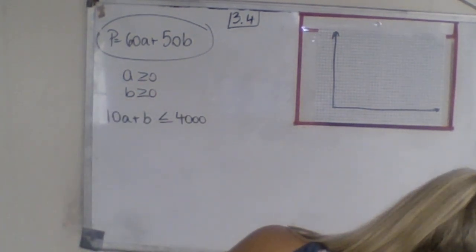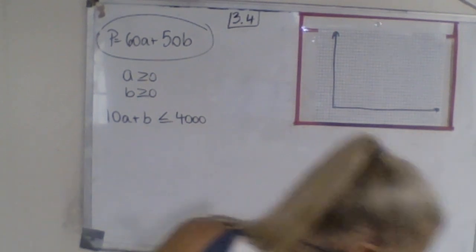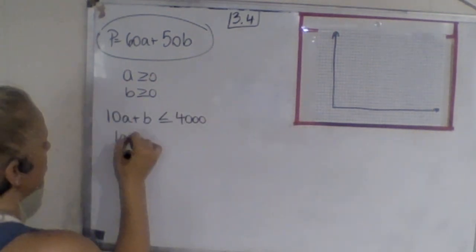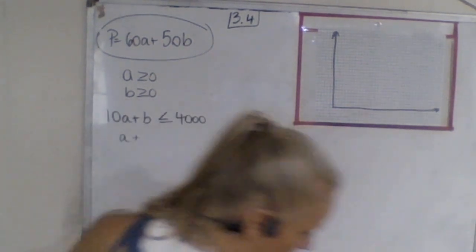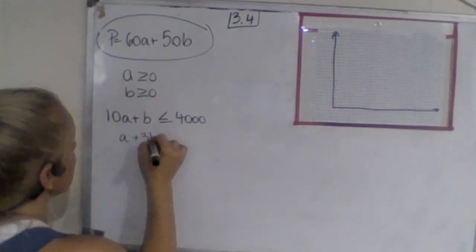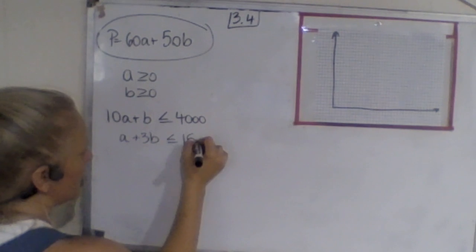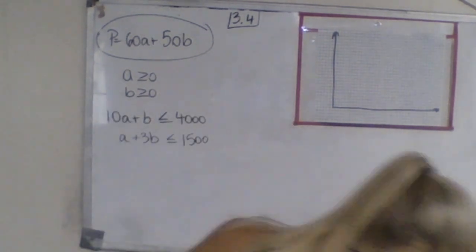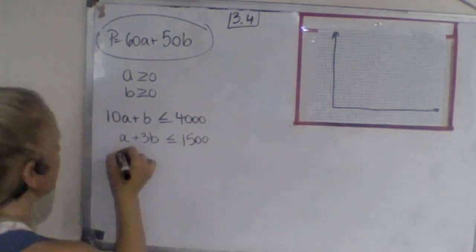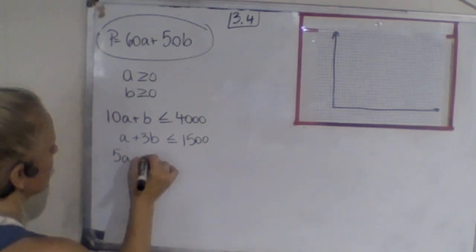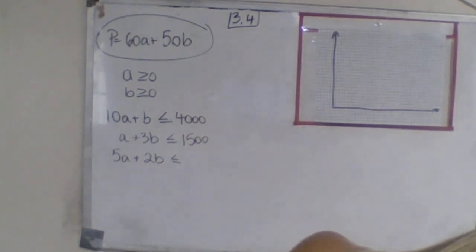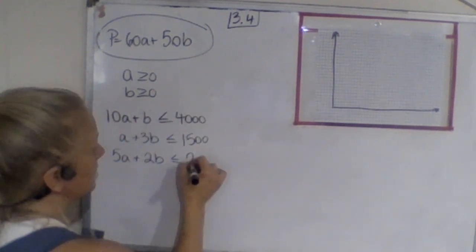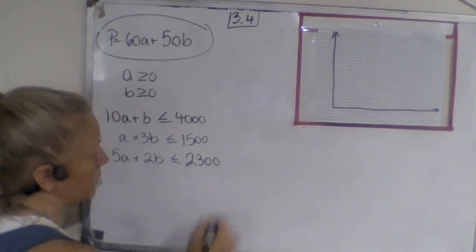Let's look at the machine time. The machine time is 1A, or just A, plus 3B. They only can work 1,500 hours on this one, right? Then for the third one, you have 5A plus 2B has to be less than or equal to 2,300 hours. That's all they can work.